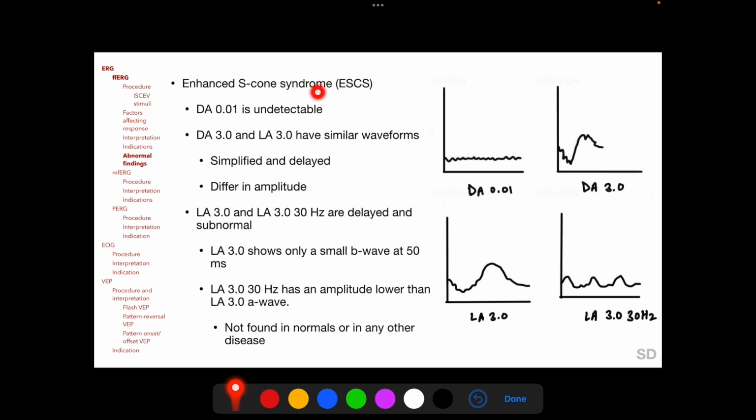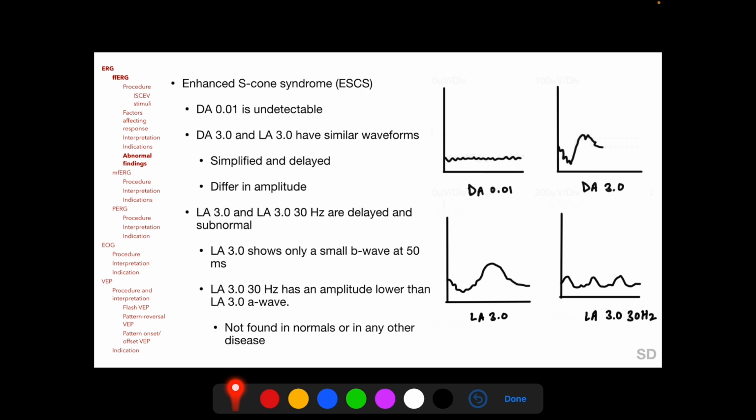In enhanced S-cone syndrome, or ESCS, rods, L cones and M cones are absent, and the only photoreceptors present are S cones. So the response to DA 0.01 is undetectable, and DA 3.0 and LA 3.0 stimulus responses have similar waveforms which are simplified and delayed, and the responses to LA 3.0 and photopic flicker are delayed and subnormal, with the response to LA 3.0 showing only a small B wave at 50 milliseconds, which is the time following the stimulus at which S cones respond.